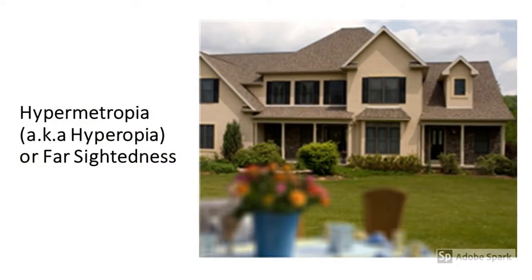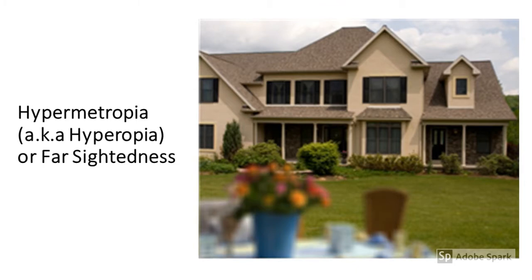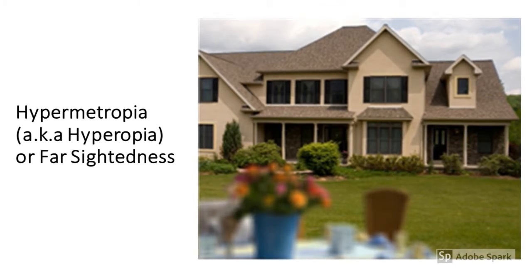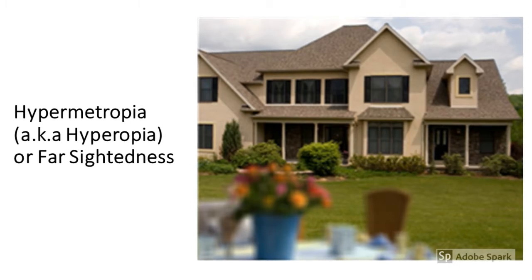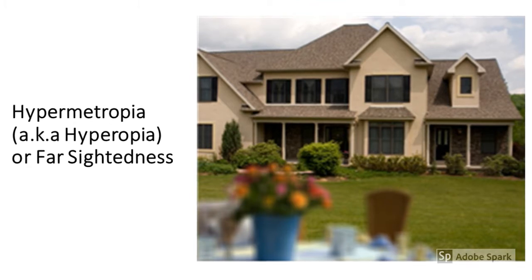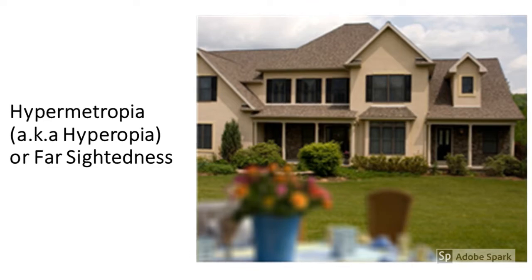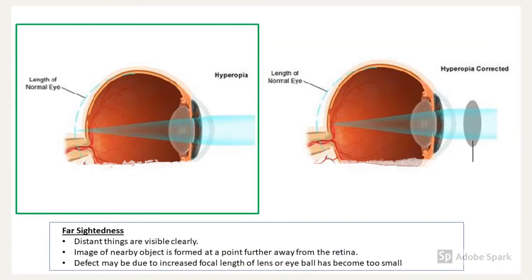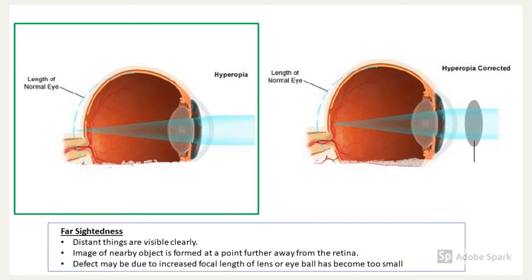Now, let's learn about hypermetropia. In this picture, the objects near to the eye, like flowers, appear blurry to the person viewing them, whereas the distant objects, like the house, appear normal. This is due to the defect of vision called hypermetropia. Hypermetropia is also known as farsightedness. A person with hypermetropia can see distant objects clearly but cannot see nearby objects distinctly.